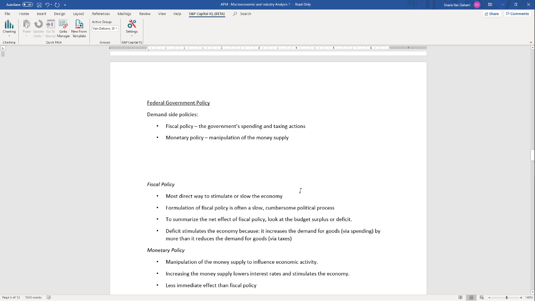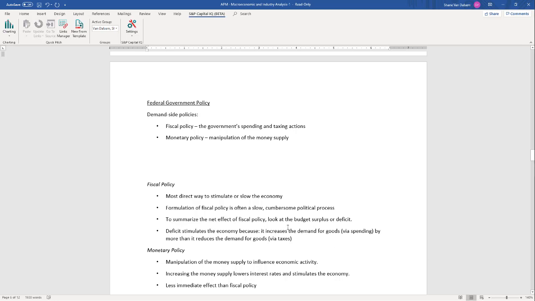So fiscal policy is the most direct way to stimulate or slow the economy. Formulation of fiscal policy is often a slow, cumbersome political process. To summarize the net effect of fiscal policy, look at the budget surplus or deficit. And the idea behind fiscal policy is that the deficit stimulates the economy because it increases the demands for goods via spending by more than it reduces the demands for goods via taxes. In other words, the government is spending more than it is taking in taxes, which creates a deficit.